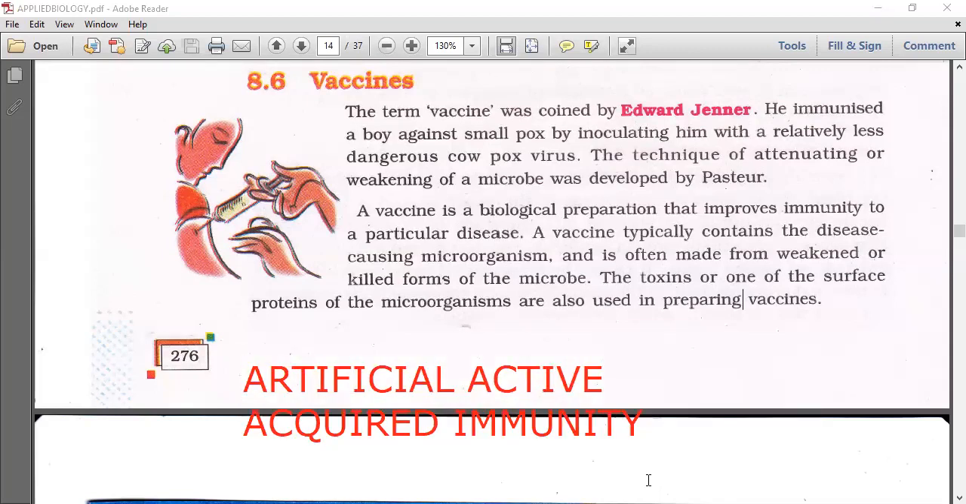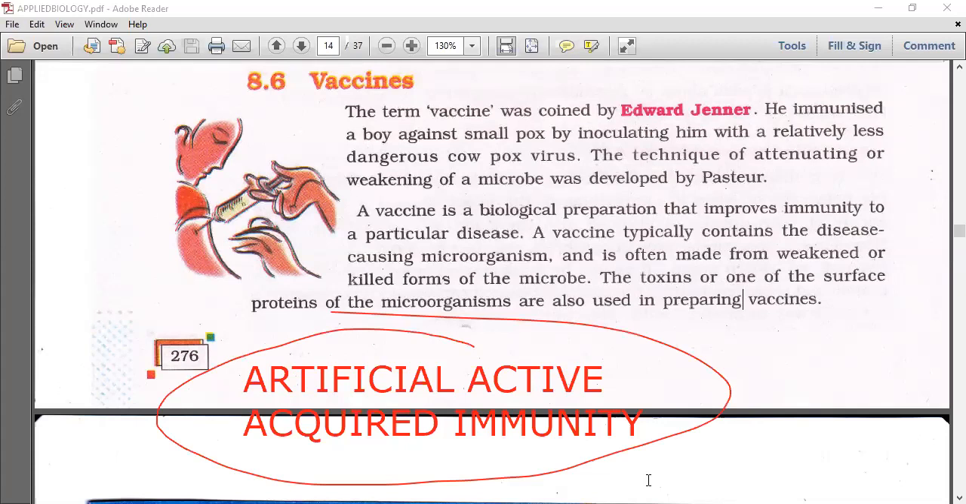So what is the mechanism? We introduce the microbes. Generally, when they come naturally into our body, once we get the disease, we don't get it a second time, because we develop memory cells. So what do we want here? We should not get the disease, but we need to develop memory cells. How is it possible?